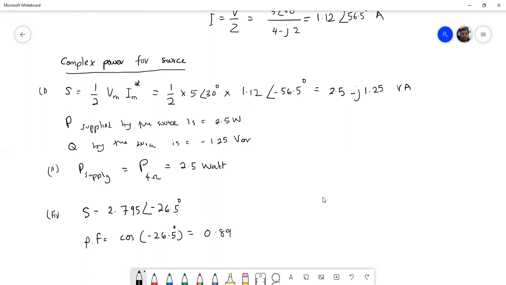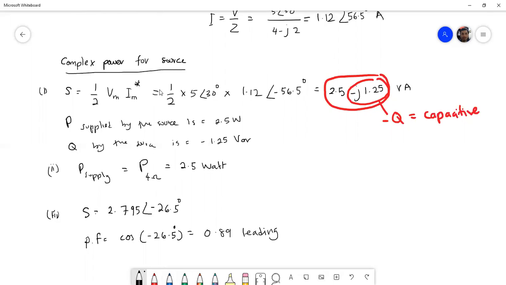But it didn't mention whether it is leading or lagging. Based on the complex power calculated earlier, we should know that a negative Q means that it is capacitive. For a capacitive load, the power factor should be leading. So that is example 4.